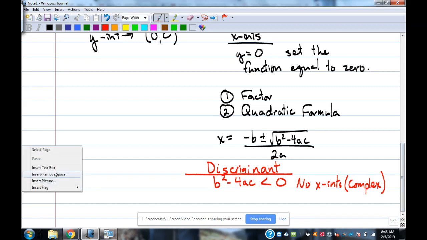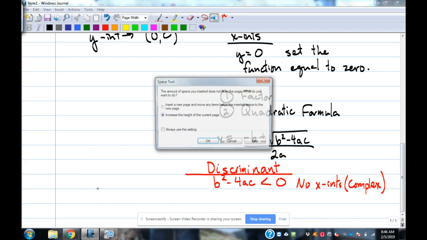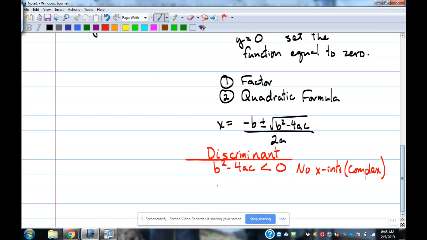If b squared minus 4ac were equal to 0, how much? One x-intercept. Good job. One x-intercept. Where will that x-intercept be? At the vertex. Good, good. Absolutely. All right. And then the other scenario, if it's greater than 0.